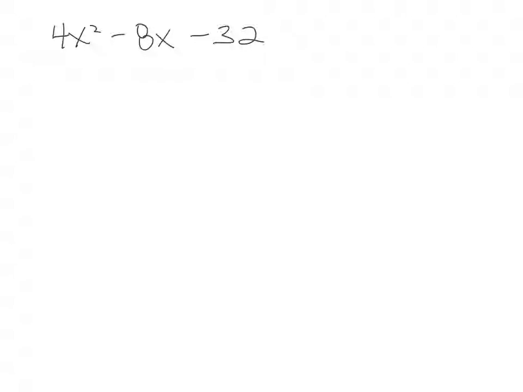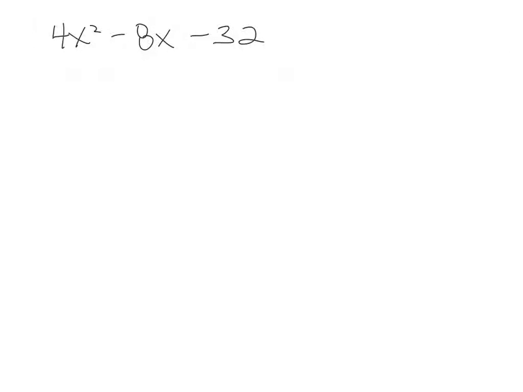4x squared minus 8x minus 32. Well, if I look at it right away, it's a trinomial. So that's great. But remember, the first thing I always want to ask myself is there a common factor? And is there one? Well, yeah, there is.